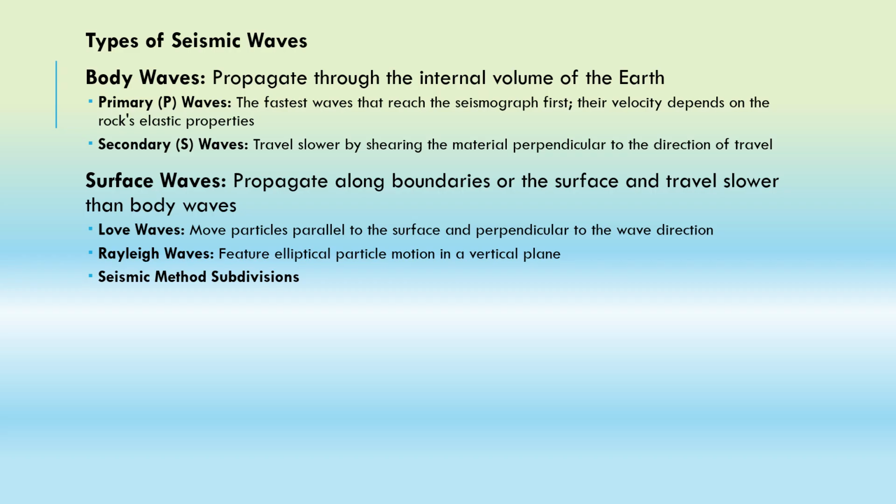Next are the surface waves, that is Love waves and Rayleigh waves. These travel slower than the body waves. Usually the Love waves, the L waves, travel perpendicular to the wave direction and parallel to the surface. The Love wave particles move parallel to the surface, but perpendicular to the wave direction.